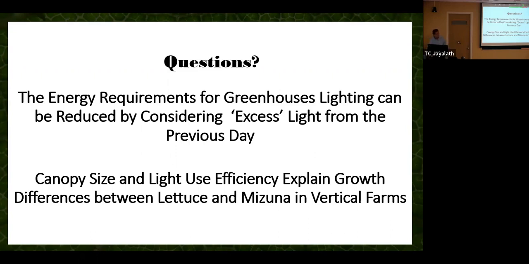I have a question about the first study. Yes. You indicated that the 20 days is typically the marketable point, right, for those plants?